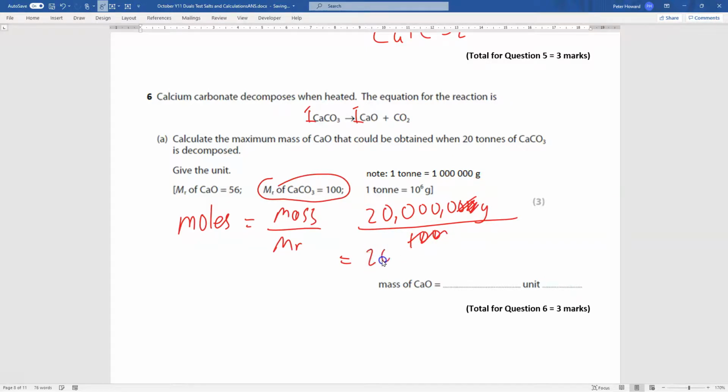That means we've got 20. Sorry about the zeros, are not quite right, but that's 200,000 moles of CaCO3. So from the equation, if we have 1 mole of calcium carbonate, it would form 1 mole of calcium oxide. If we had 200,000 moles of calcium carbonate, we form 200,000 moles of calcium oxide.